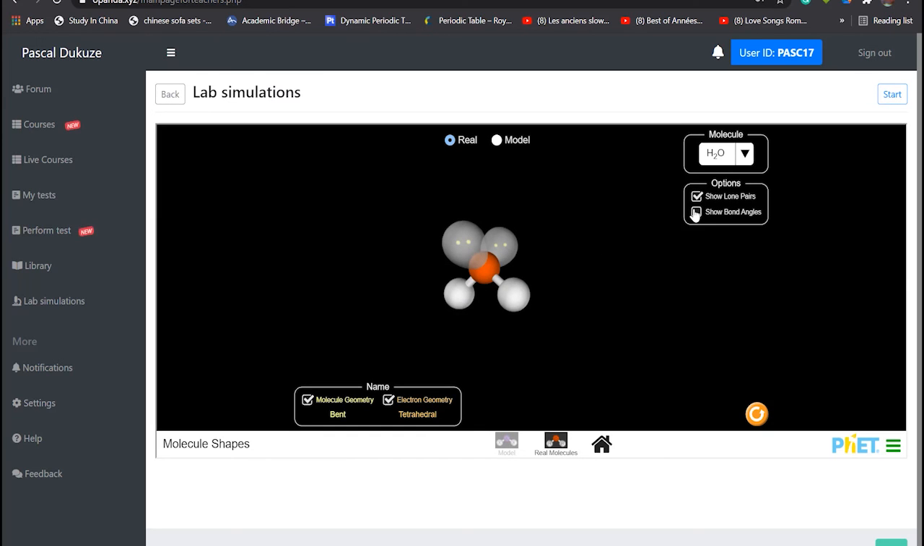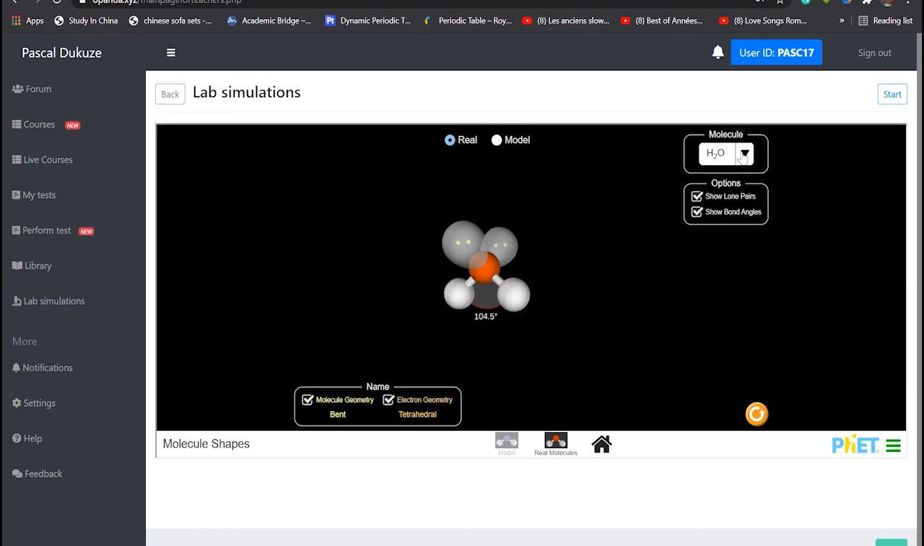And you can also show the bond angles. You see the bond angles we have here. The bond angle is 104.5. It is too small compared to what we would expect in a tetrahedral shape. Why? Because of the 2 lone pairs which occupy a larger space.